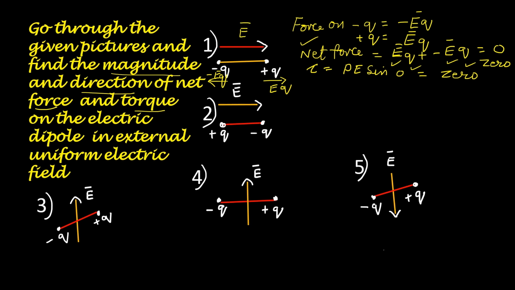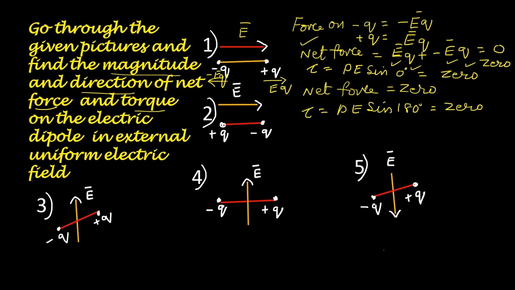Now, the second diagram, net force is equal to 0, torque is equal to PE sin theta. Theta is equal to 180 degrees because the electric field direction and dipole moment direction are anti-parallel. Look at the position of plus Q and minus Q. Sin 180 degrees is equal to 0.